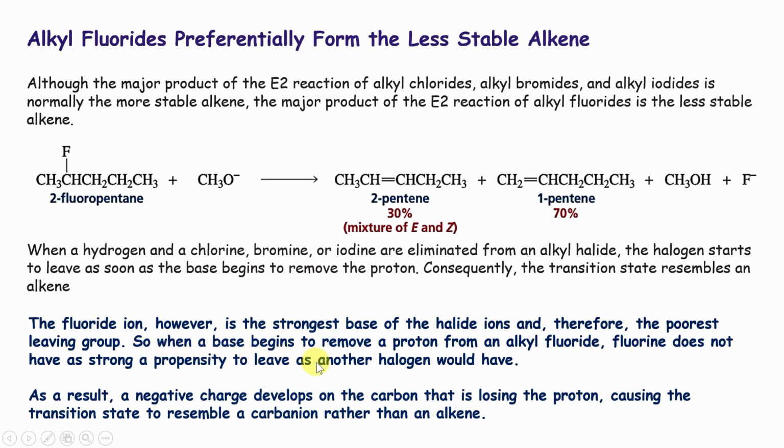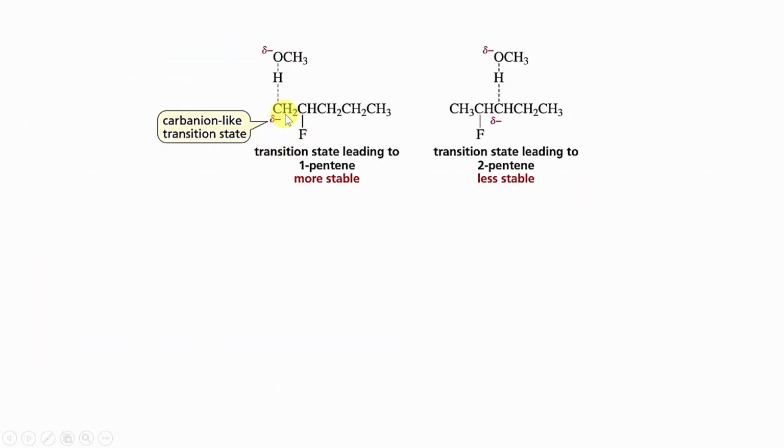So, when a base begins to remove a proton from an alkyl fluoride, fluorine does not have a strong propensity to leave as another halogen would have, such as chlorine, bromine or iodine. As a result, a negative charge develops on the carbon that is losing the proton, causing the transition state to resemble a carbanion rather than an alkene. See, it is the carbanion-like transition state leading to the formation of 1-pentene, and it is the carbanion-like transition state leading to the formation of 2-pentene.